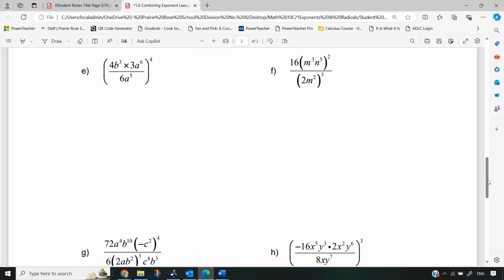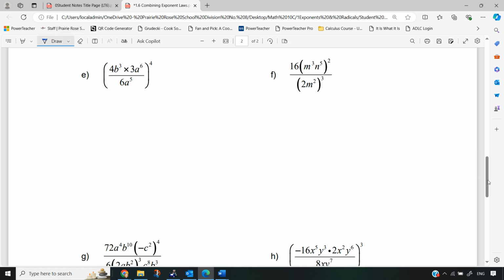So as we move through these examples, you're going to notice that they're getting more and more complex. Again, we want to remember those basics. We want to remember our exponent laws, and we want to remember order of operations. So for this first example here, I've got 4b cubed times 3a to the 6th, all divided by 6a to the 5th, and then put to the exponent of 4. So I do have two options here. I can bring in that exponent right away because everything's being multiplied within the brackets, or I can simplify my brackets first. So I'm going to show you both examples.